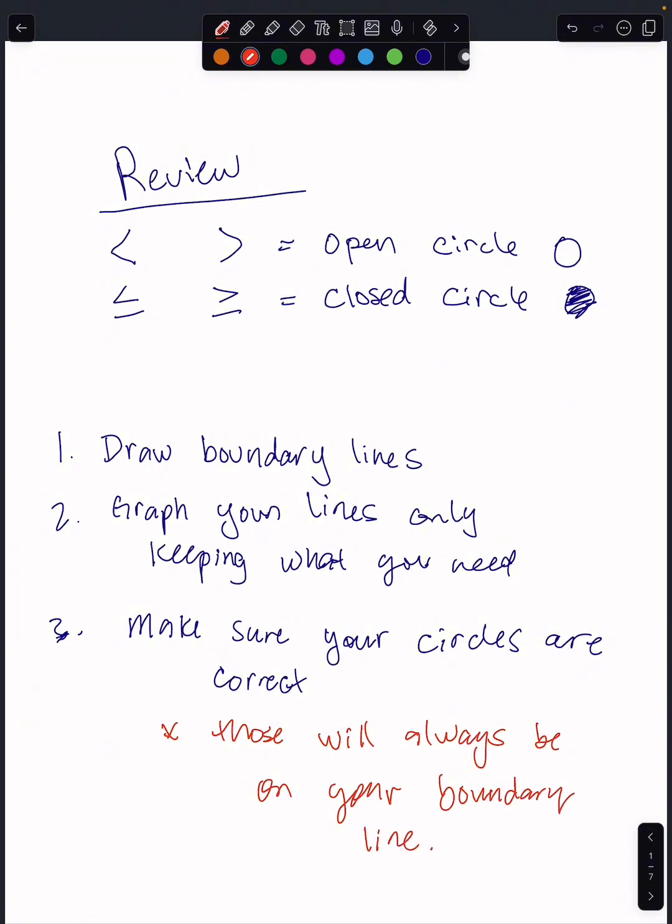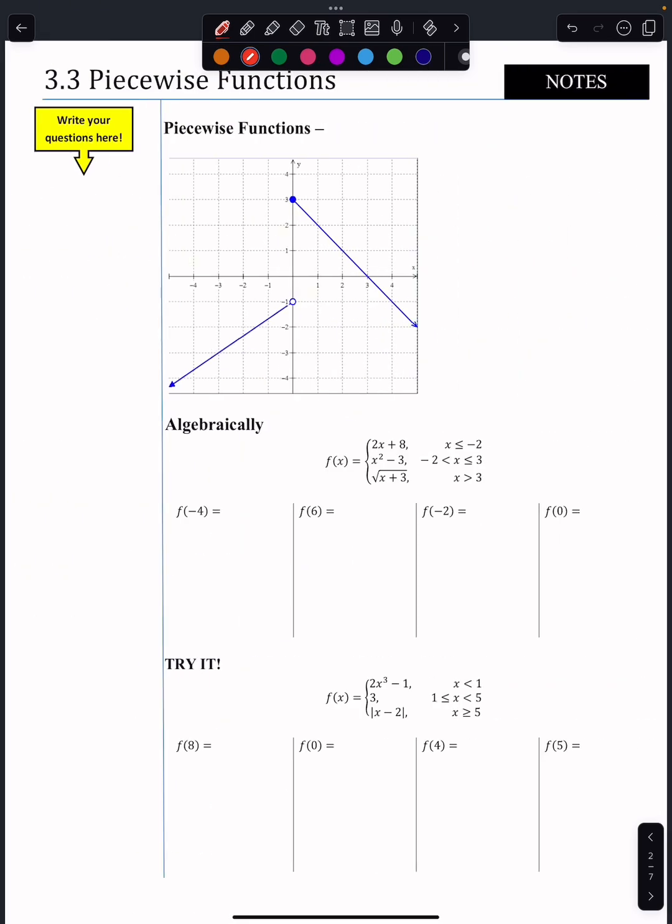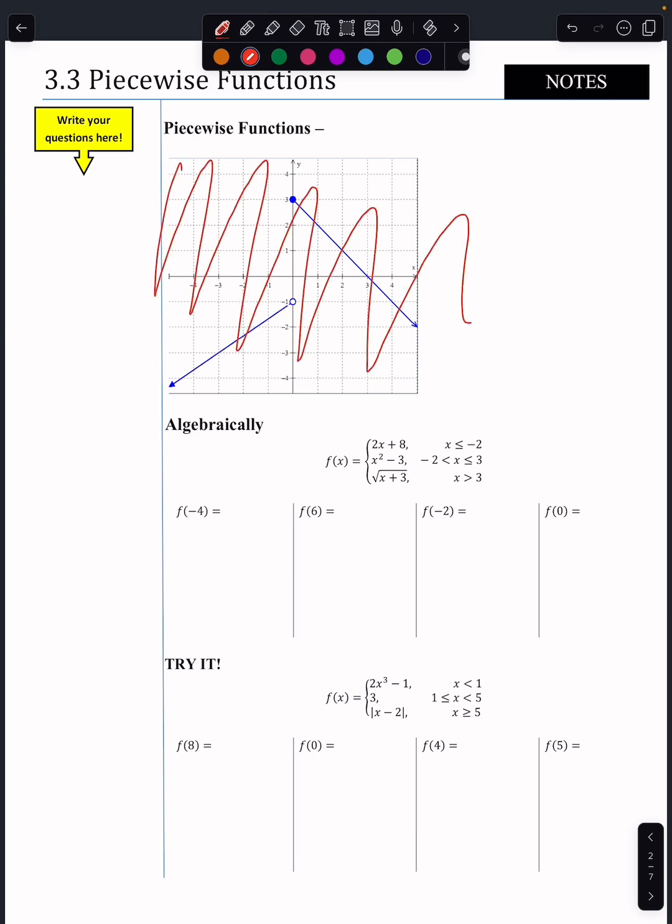Okay, let's go ahead and jump into some equations. All right, so when we're dealing with piecewise functions, we have to take a look at what's needed, what are we talking about, all that good stuff. So we're going to look at the first set. We're not going to look at this graph. We don't need that. We're going to look at the algebraic part. So let's look at what this means.